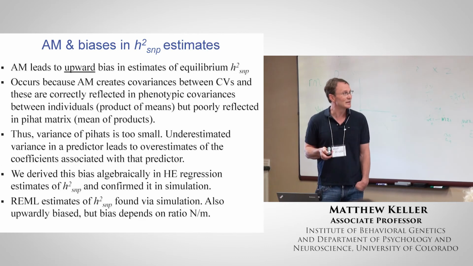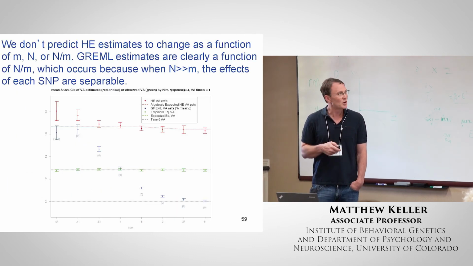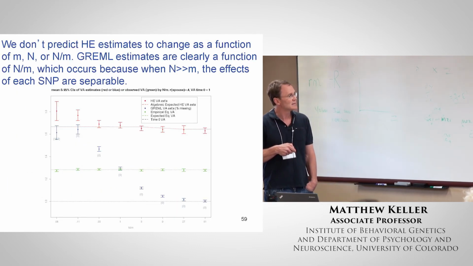I knew I wouldn't have time to get into this, but we've been doing a project about how assortative mating affects these estimates of heritability. This is the ratio of the number of samples to the number of markers. And you can see these are the GREML estimates. This is the true equilibrium heritability under assortative mating. These are the Haseman-Elston regression estimates.